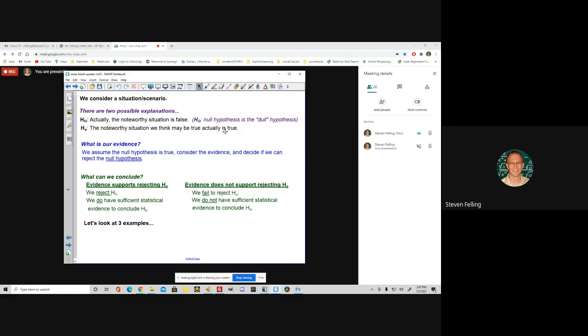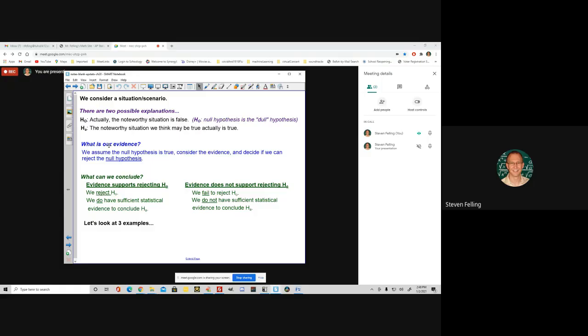But what we have to do is think about what's the opposite of that. What if it was actually true that that noteworthy situation is false? That's called the null hypothesis, and it's written HO or H0. You can think of it this way: the null hypothesis is the dull hypothesis. It means no, nothing to see here, move along, nothing noteworthy going on. It means the status quo is what's true.